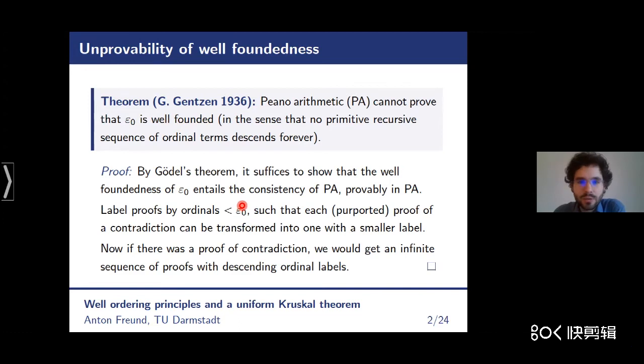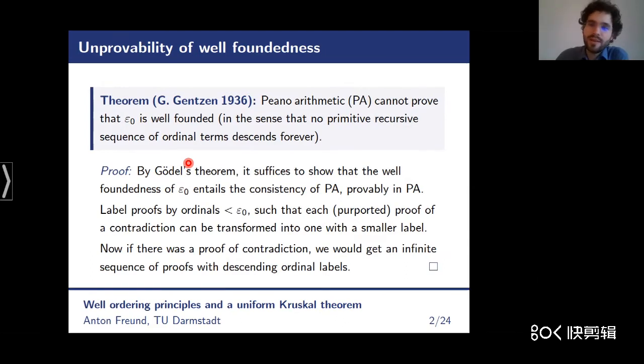And the way to make this precise is to say that there are no primitive recursive sequences of ordinal terms that descend forever. So whenever you have a primitive recursive sequence of terms, then some term in the sequence will be smaller than the following term, smaller or equal.